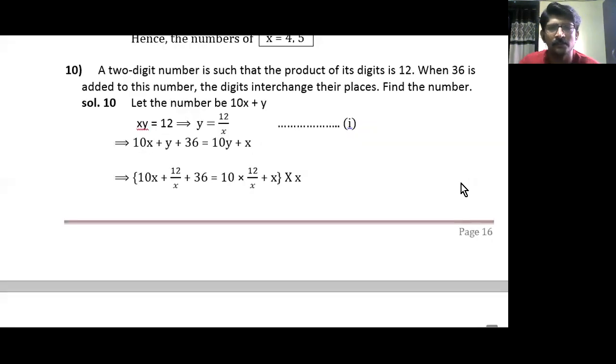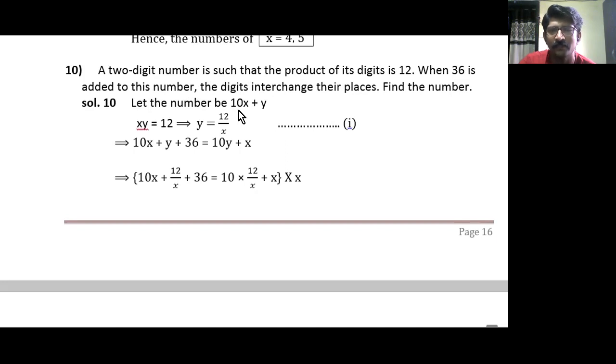Let's move ahead with the next sum. A two-digit number. Please understand, this is a very standard question for 4 marks. I have very frequently seen it in many papers. Okay, a two-digit number is such that the product of its digits is 12. When 36 is added to the number, the digits interchange their places. Find the number. Now, how are we going to do this question?